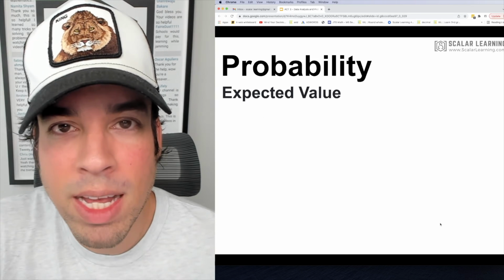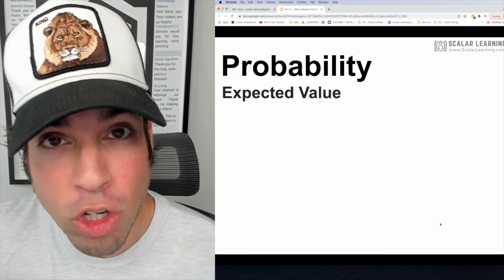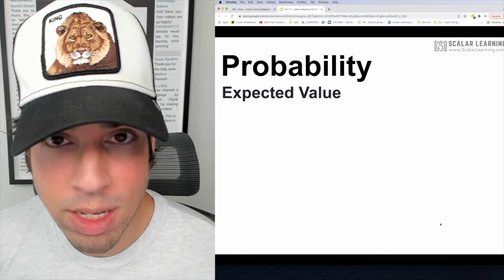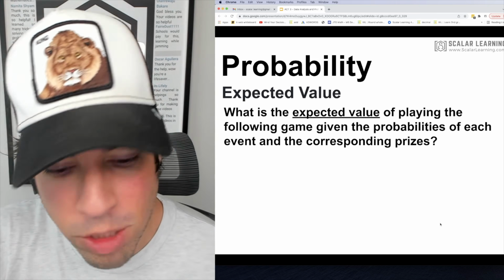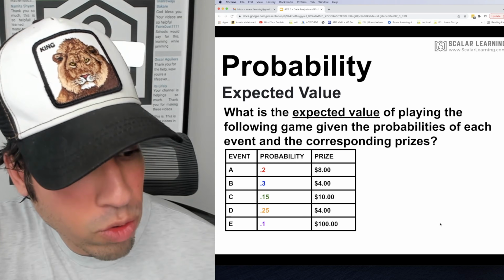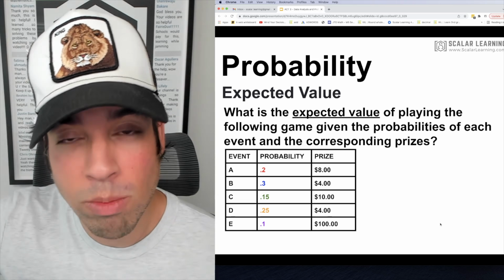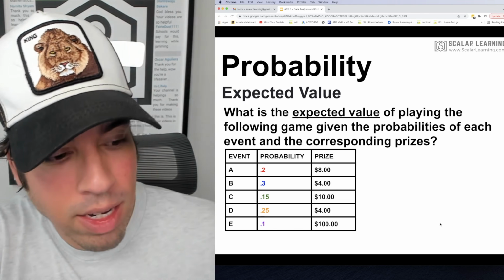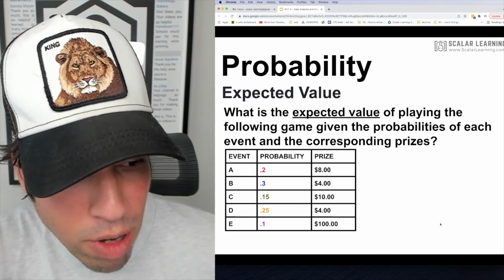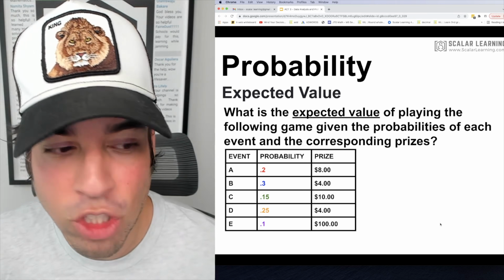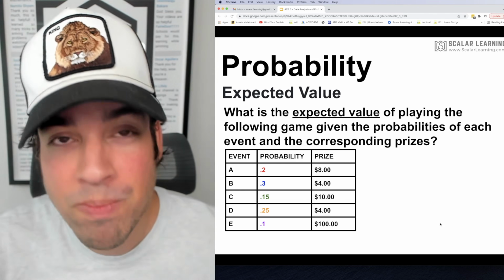So expected value is a way to calculate your expected return when you play a particular game. And I want to show you what expected value is with an example. So what is the expected value of playing the following game given the probabilities of each event and the corresponding prizes? So check this out. Let's say you can have 5 different events, A, B, C, D, and E. You can even imagine it as some sort of drawing out of a hat or something like that, and then each event will happen as a result. And the probabilities are listed there alongside the prizes. So there is a 0.2 or 20% chance of event A being selected. There's a 25% chance of event D being selected, so on and so forth.